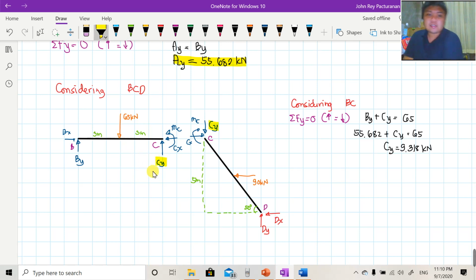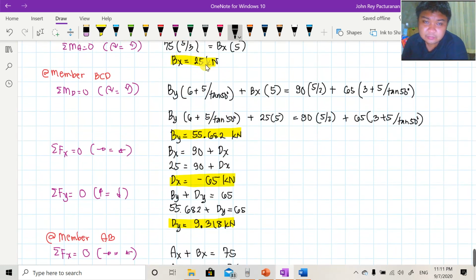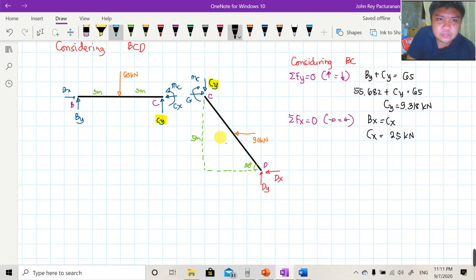Now, next tayo, for the value of CX, all we need to do na lang is to take the summation of forces horizontal equals 0. So, that is right equals left. So, therefore, ang magiging equation mo lang, class, literal na BX equals CX. And therefore, the value of CX, class, refer na lang tayo sa taas kung ano yung value ng BX, 25 kilonewtons. So, lagay mo na lang siya as 25 kilonewtons as well. Ayun. Ganyan lang. Ba't ka pa magpapakahirap? So, may CX na rin tayo as well.